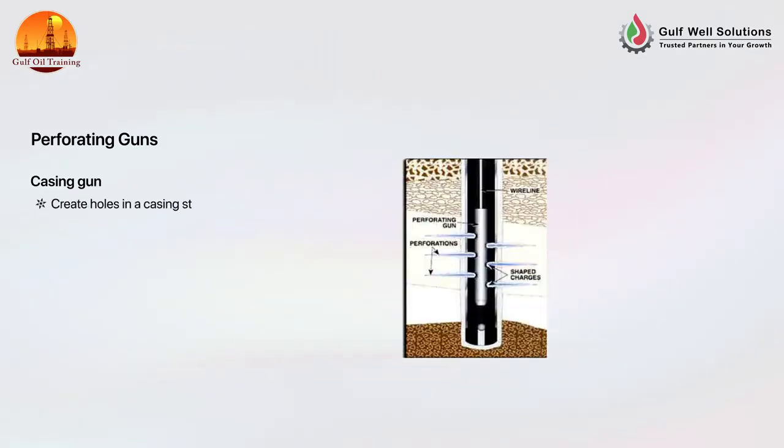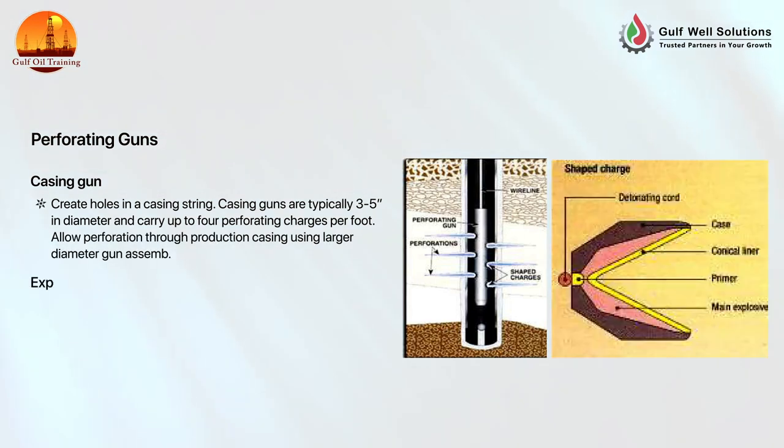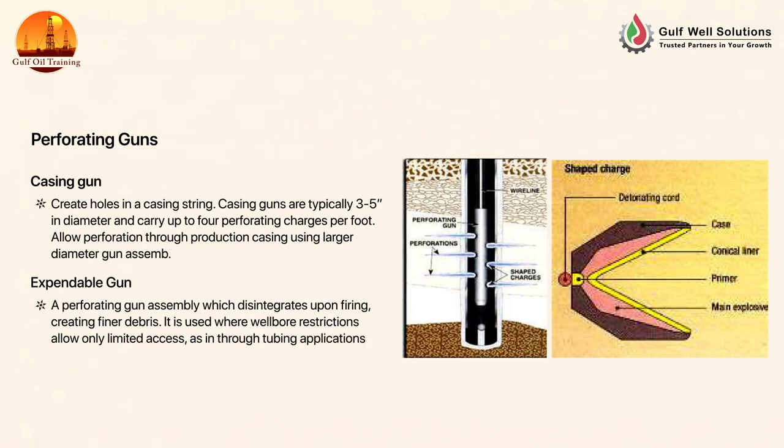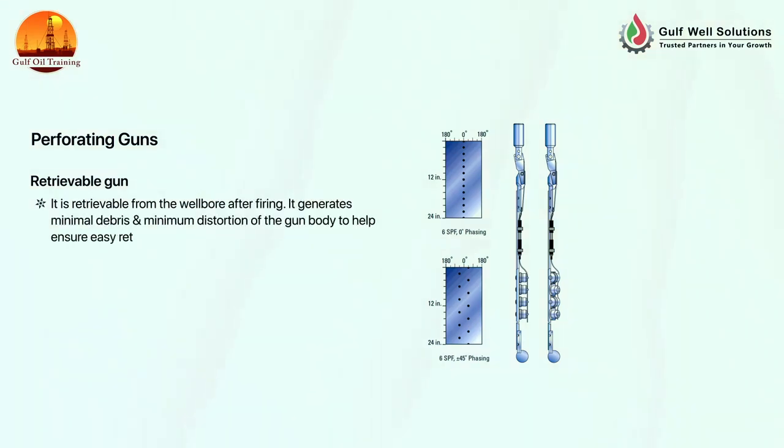Perforating guns. Casing gun: it creates holes in a casing string. Casing guns are typically 3 to 5 inches in diameter and carry up to 4 perforating charges per foot. They allow perforation through production casing using a larger diameter gun assembly. Expendable gun: a perforating gun assembly which disintegrates upon firing, creating finer debris. It is used where wellbore restrictions allow only limited access, as in through-tubing applications. Retrievable gun: it is retrievable from the wellbore after firing. It generates minimal debris and minimum distortion of the gun body to help ensure easy retrieval.